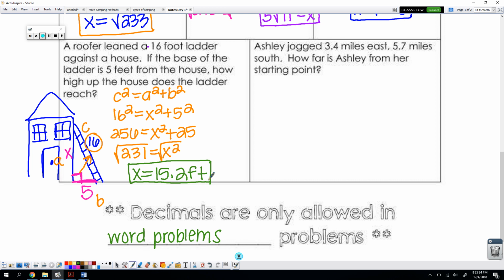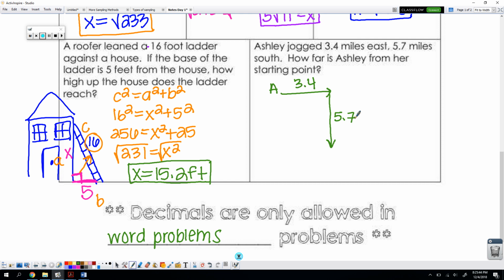East is to the right. So if this is Ashley, she goes 3.4 east. So this is 3.4. And then she goes 5.7 miles south. So south is going down. And it says 5.7.